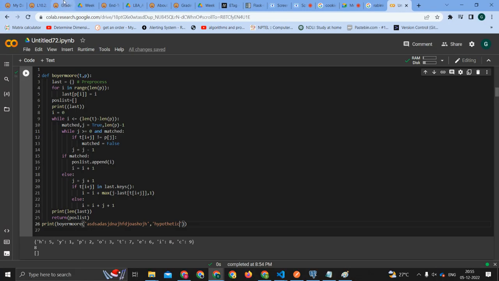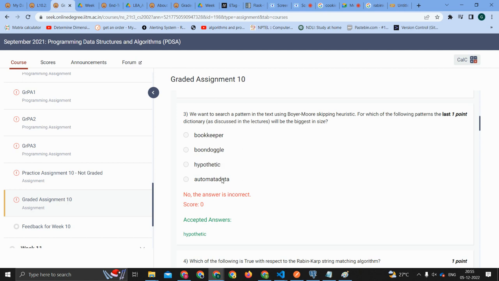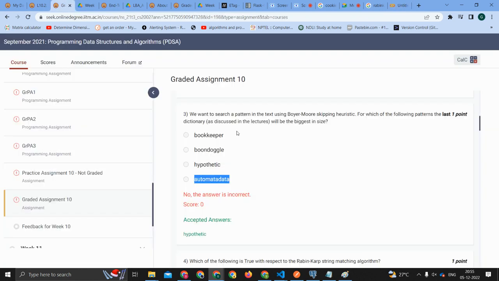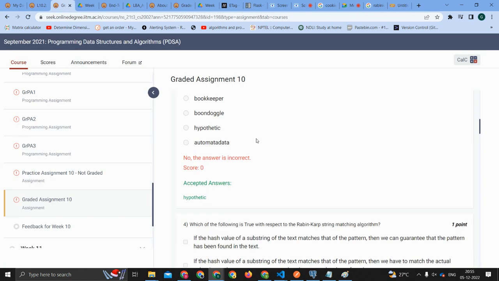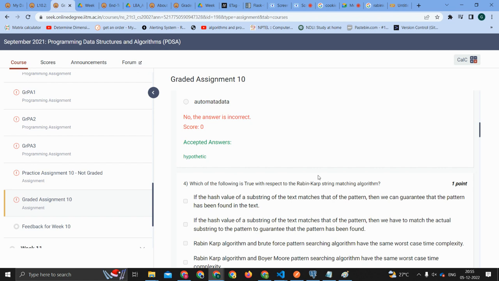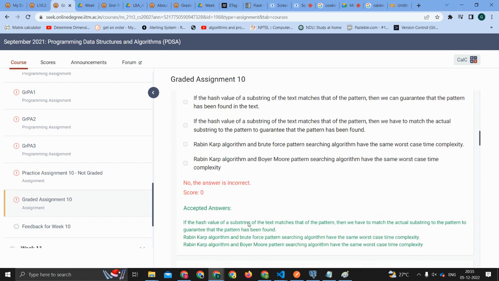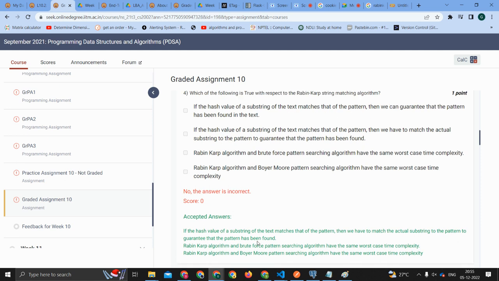So far that was the longest one. Automate data, you want? I'll give that also. See, this is 6. So hypothetic was the longest. Unique letters, great. We saw this Rabin-Karp also. We'll try to answer the true or false, but don't worry.